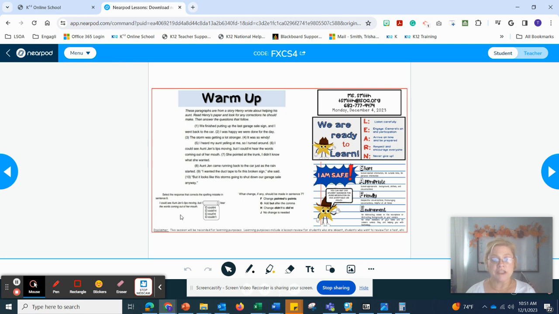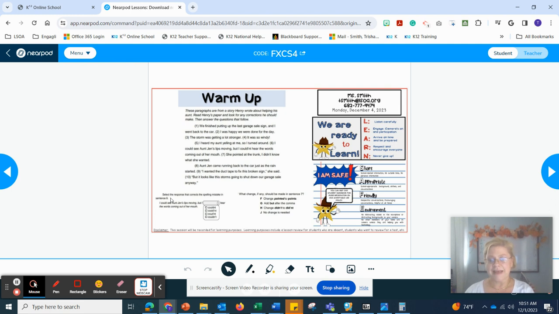Let's look at the question. Select the response that corrects the spelling mistake in sentence 6. Now, should you read the entire story? Yes. Is that the most effective use of our time? Probably not. I'm going to read the story one time, but always read the questions first.